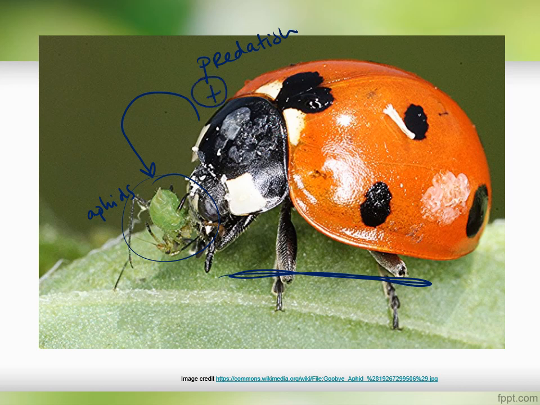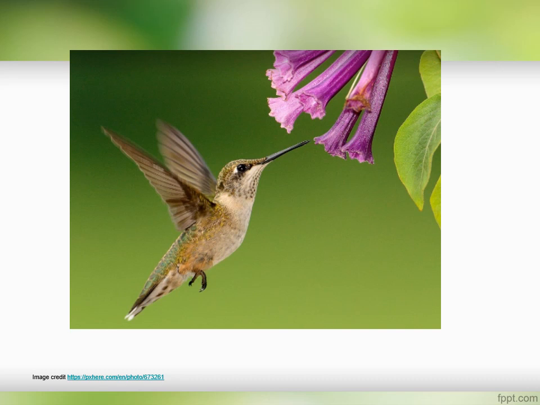So this is an example of predation. The ladybug has a positive consequence. She gets a snack. The aphid dies. That's bad. How about this relationship? What do we think this one is? This one is mutualism. There is a mutual benefit. The hummingbird gets a snack of nectar, but when it puts its face into that crazy long flower, a bunch of pollen gets stuck to its face. When the hummingbird goes to the next flower, it drops off all that pollen, and so the flower gets pollinated.